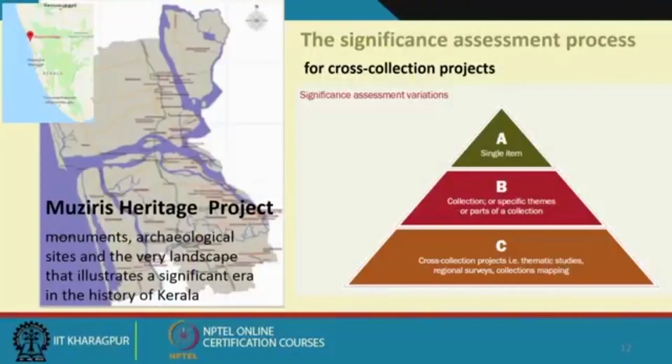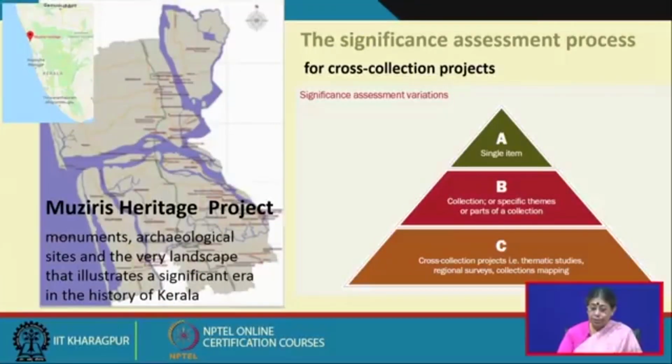The third one is the significance assessment for cross collection projects. So, cross collection projects, that is the thematic studies, regional surveys or collection mapping. I have taken an example which is the Muziris Heritage Project. This is located in Kerala near Kochi.